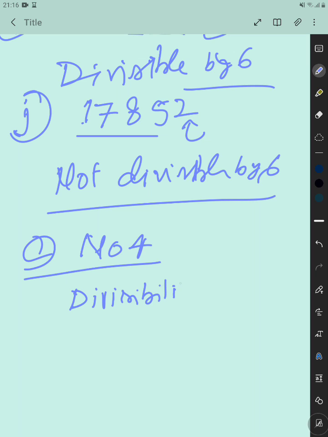Divisibility by 11. So how do we find divisibility by 11? We need to sum the digits of the odd places starting from the right, and sum the even places also, and find the difference of the odd and even places' sums. And then if that is 0 or a multiple of 11, then the number is divisible by 11.